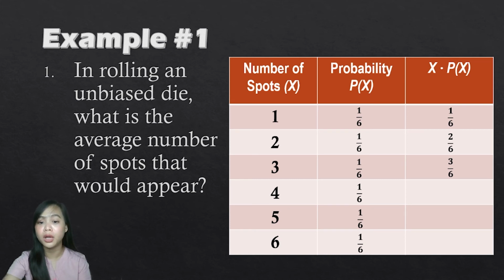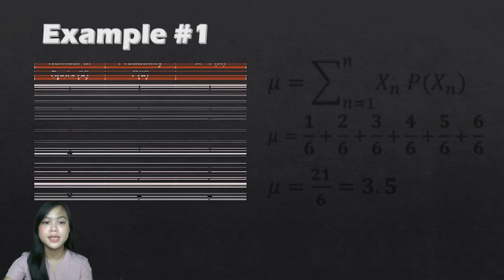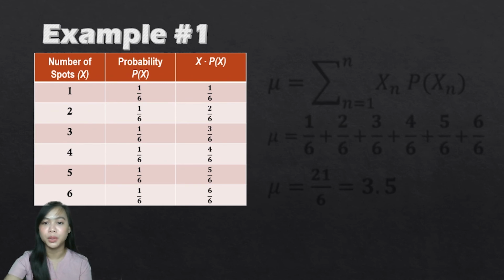And for number 4, 4 multiplied by 1/6 is equal to 4 over 6. 5 multiplied by 1 over 6 is equal to 5 over 6. And lastly, 6 multiplied by 1 over 6 is 6 over 6. So now we have the column for our product for the third step. And let's have the fourth step. For the fourth step, we need to get the sum of the products. So we are going to add those 6 products. So here is our table.